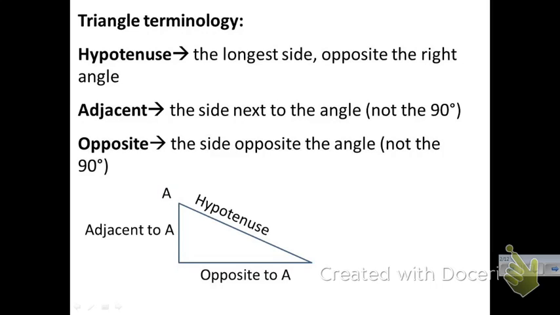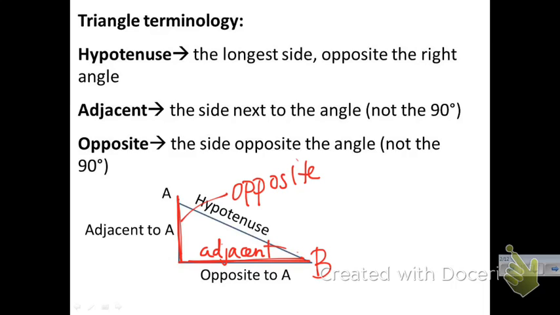We talked about opposite the angle, so opposite the angle would be this side. Then we asked, what happens if we have angle B? This side here becomes known as adjacent to angle B, and this side over here then becomes opposite to angle B. Fortunately, the hypotenuse will never change. It's always the longest side, it's always the hypotenuse.